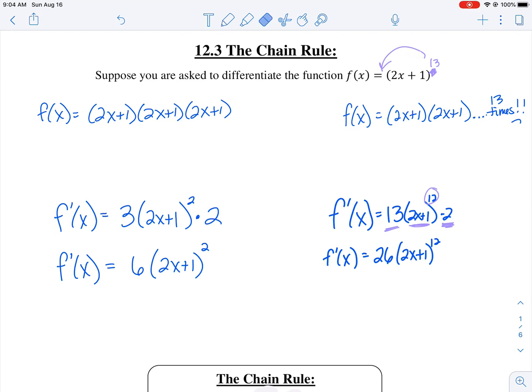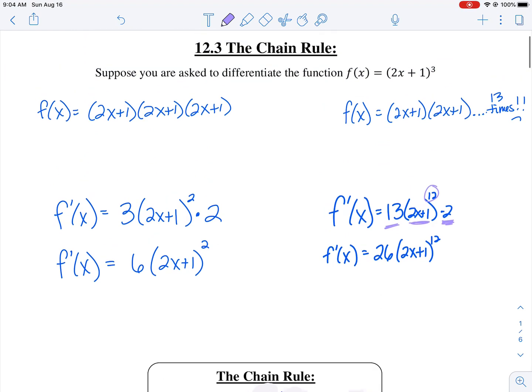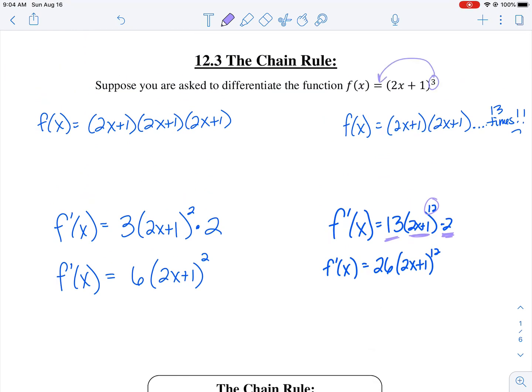So if it was back to that 3, I would use my power rule. I would bring my 3 forward, I would keep my inside the same, I would subtract 1 from the exponent, just like power rule says to do, but then I would need to make sure that I multiplied by the derivative of the inside. That's how we can get the derivative of anything that has an inside function.